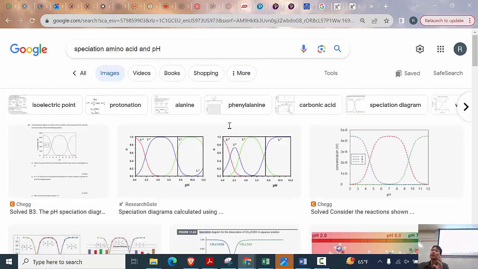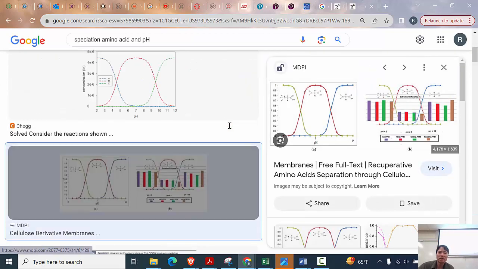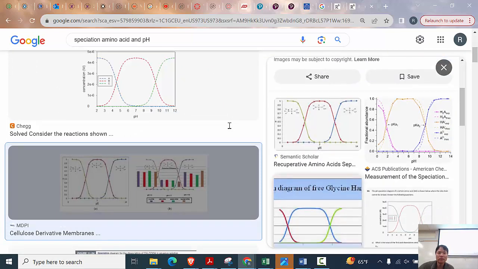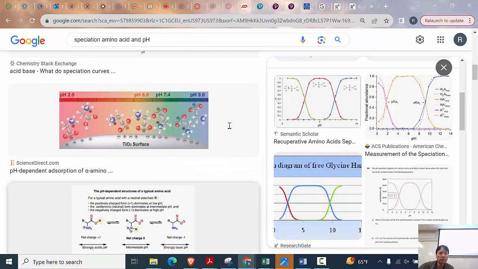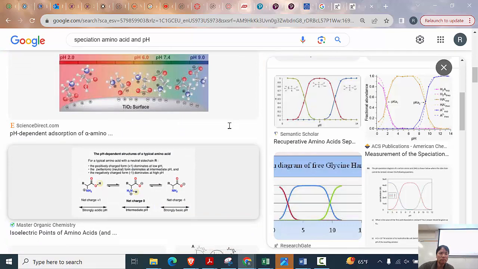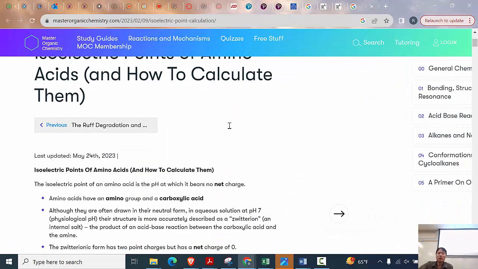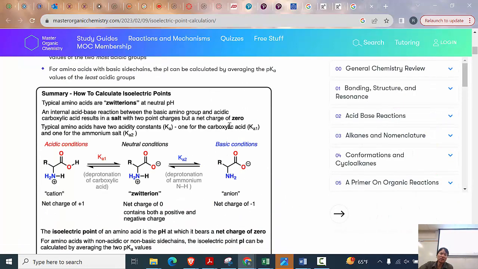Amino acids are kind of like this as well, because amino acids have a weak base, the amine part, and they have a weak acid, the acid part. And so when we look at amino acids, they have interesting speciation curves. Let's see, do we have one? Glycine, yeah, that would be good. They have the isoelectric point where you have a positive and a negative charge.